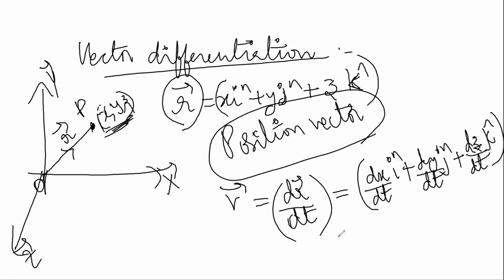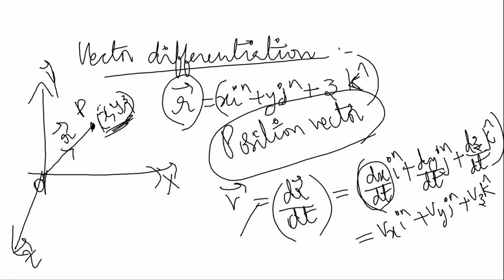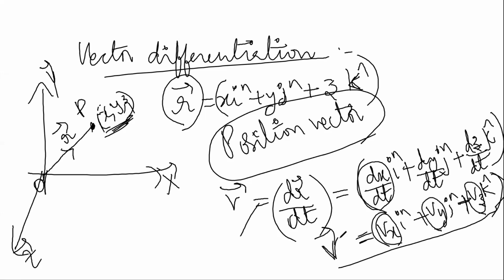So this is nothing but the velocity. I can write dx by dt as vx, so v = vx i cap + vy j cap + vz k cap. This is nothing but the velocity. These are the velocity components along the x direction, y direction and z direction. That's the resolution of the velocity vector along x, y and z directions in three-dimensional space.